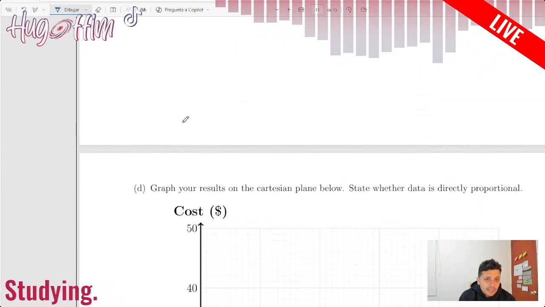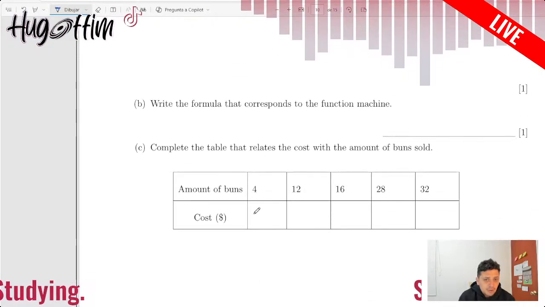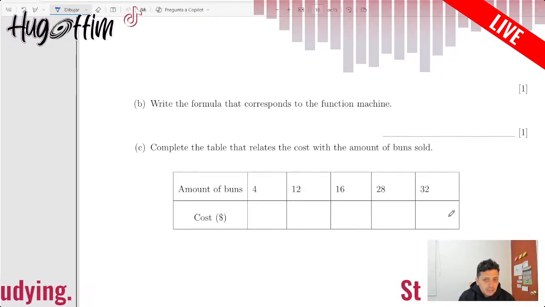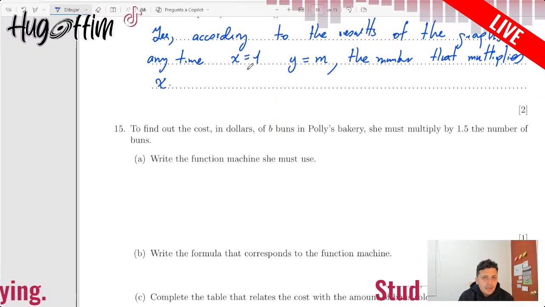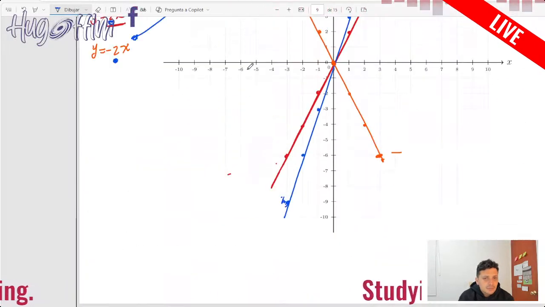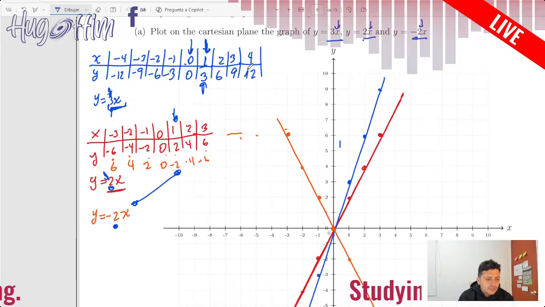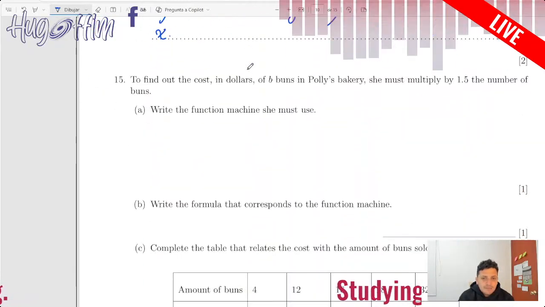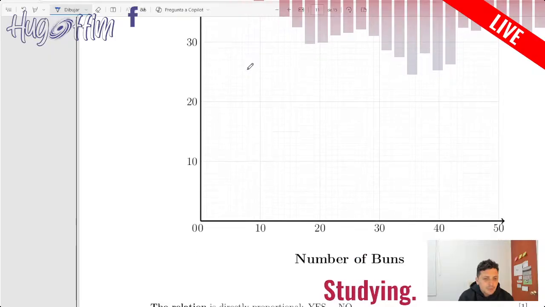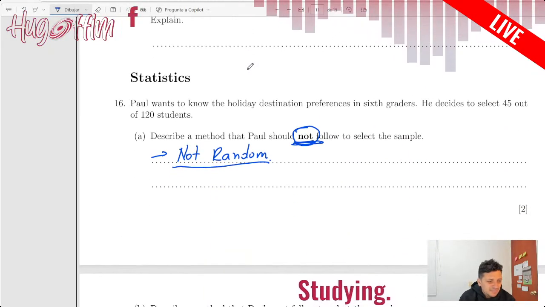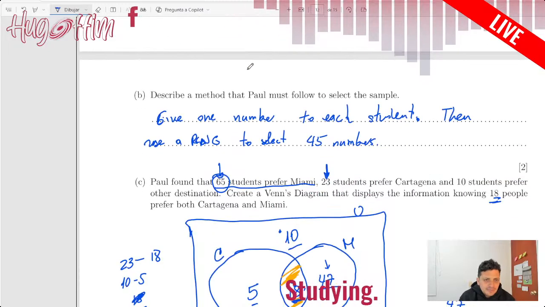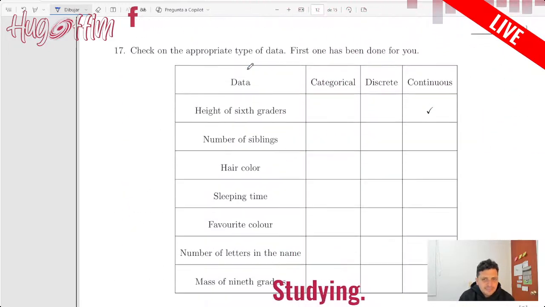15D is to graph like this. You have the table. You put the cost according to a function machine, and then plot the graph like this one. Select some values, plot them. And finally, check if it's directly proportional, if it passes through 0, 0. I'm going to do 15D. 17. Let's see 17.